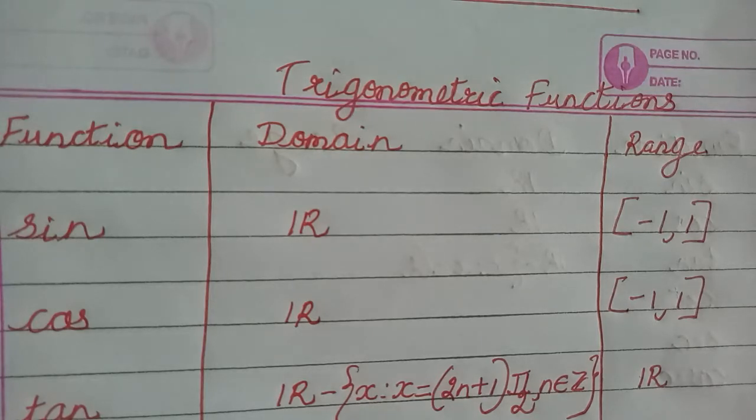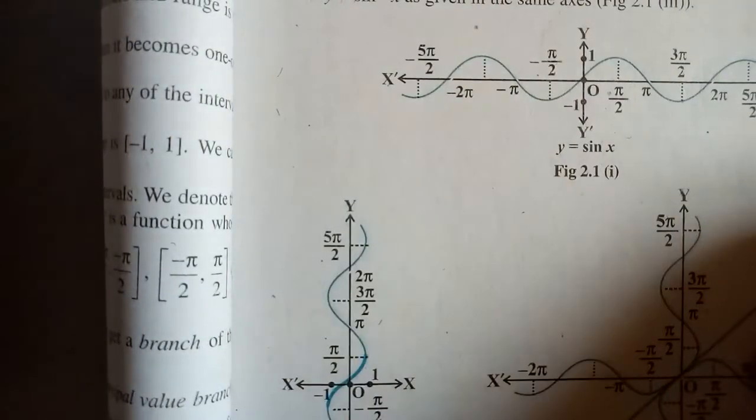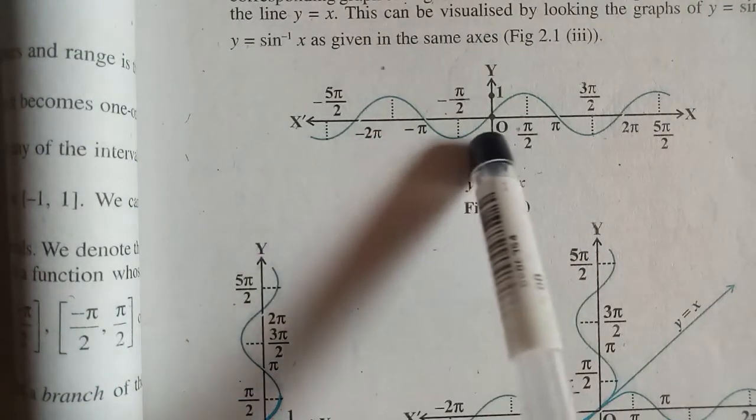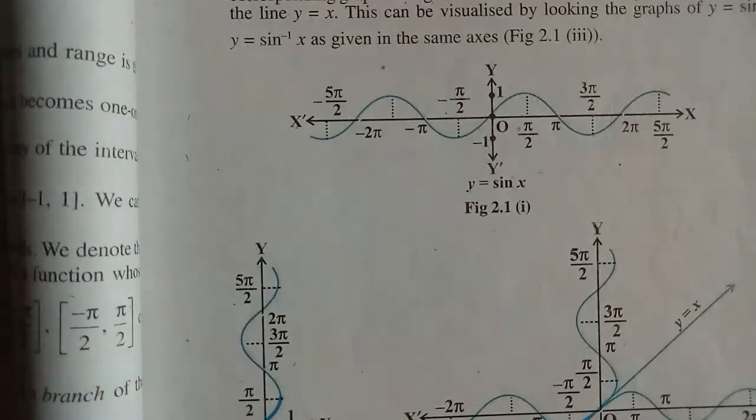Now I can't say directly whether sine has a sine inverse, because the property of a function says that if your function has an inverse, then it should be bijective. So the first question is, under this domain and range, is my function bijective? Let me come back to the graph of the sine function. If you look at the graph, children, you can see that your function is onto.